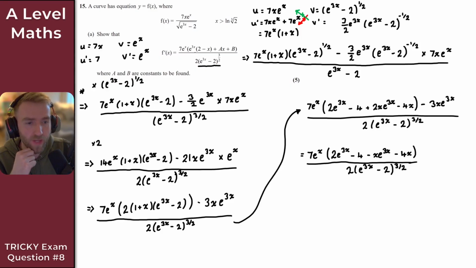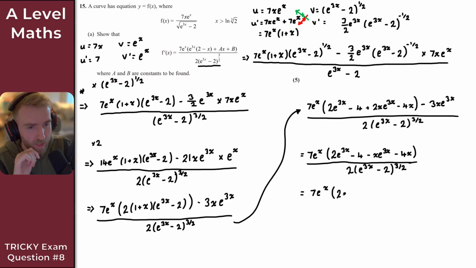So what I can do here is group some terms together, right? I can group these e to the 3x terms together here. I get 7 e to the x. And I need to be a little bit careful here because I'm basically running out of room. So 7 e to the x, bracket.